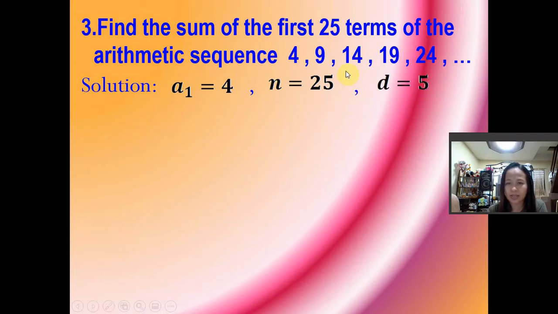How did we get 5? That is subtracting 4 from 9, which is 5. 14 minus 9, that's 5. 19 minus 14, that's 5. So our common difference is 5.